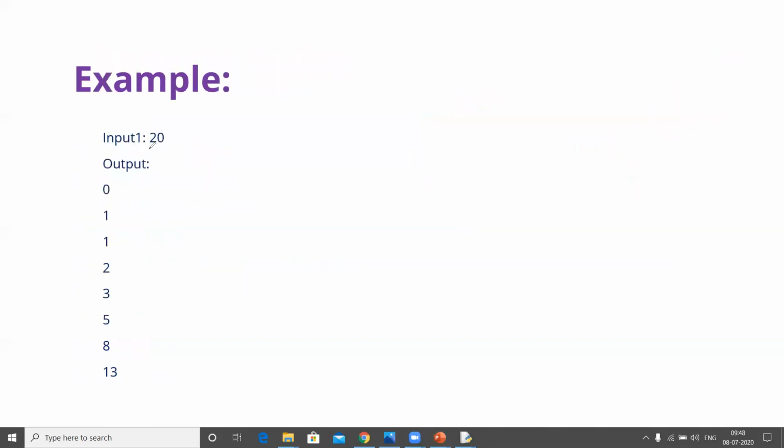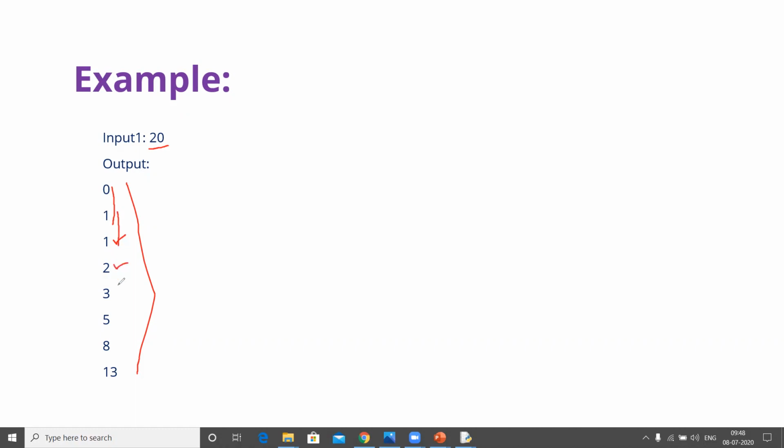Okay, when you give 20, we need to generate the Fibonacci series until 20. Observe, starting terms are 0 and 1. To get this term, you need to sum these two terms. 0 plus 1, when you add, you will get 1. To get this term, you need to add the previous two terms. 1 plus 1, you get 2.